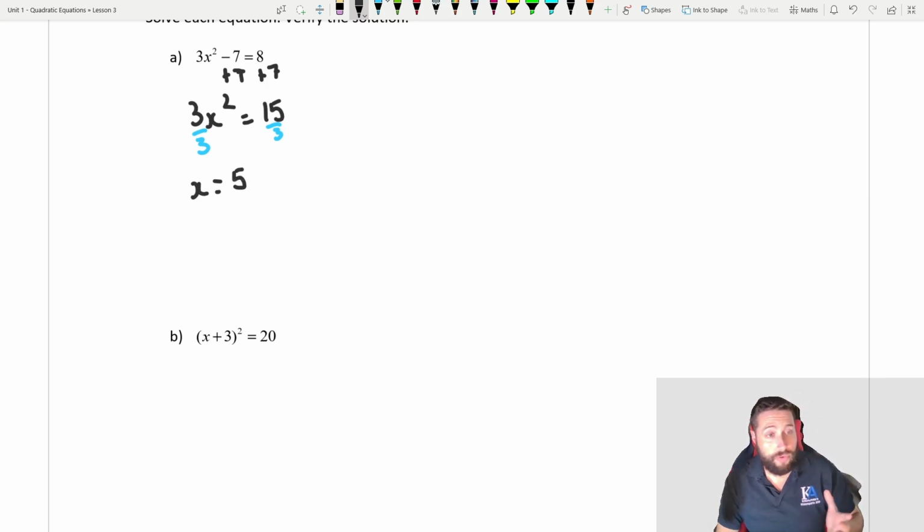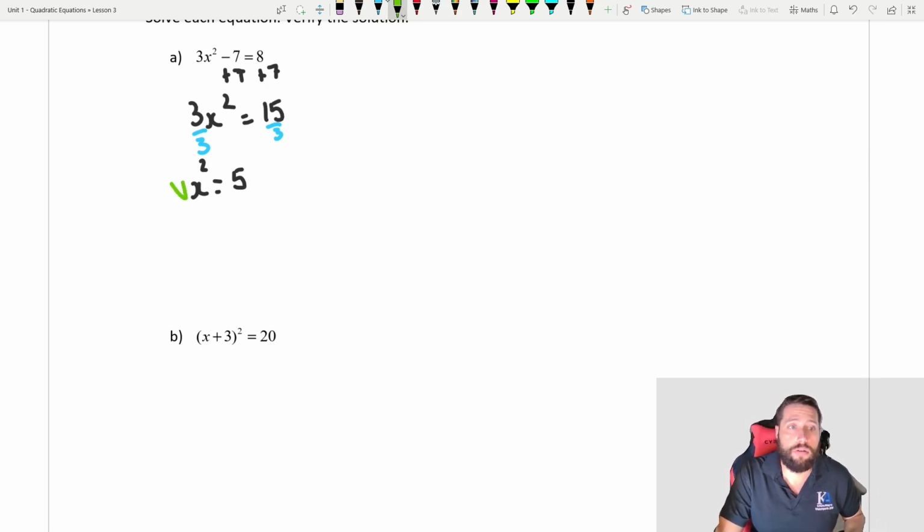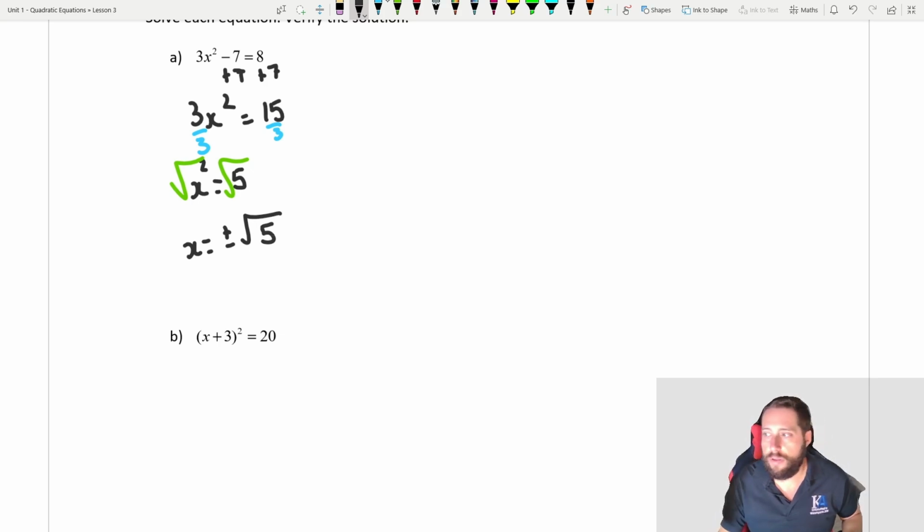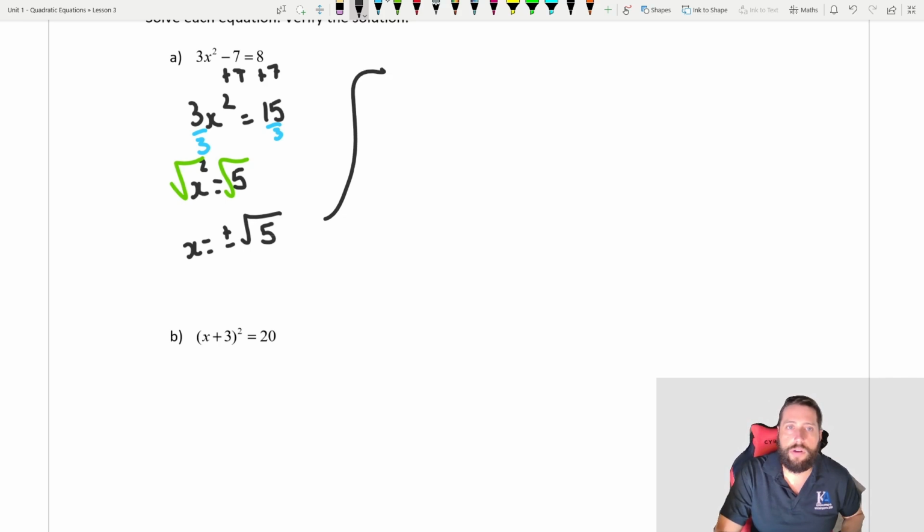Okay? So what we're going to do now is, x squared is equal to 5. So what we'll do is we'll take the square root of both sides to make it so that we get x is equal to plus or minus the root of 5. So what we are going to do is check. There are two possible answers, one positive, one negative.